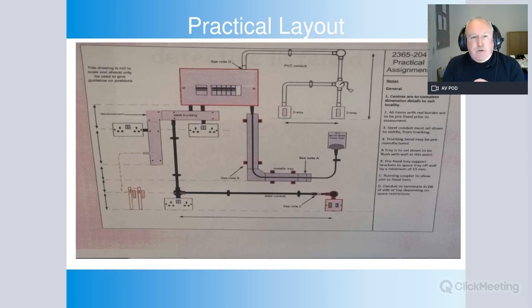Okay, so let's move on to some of the materials. But before we do that, the practical layout, there's your diagram. That's what you'll be building. Looks a bit frightening, and it is, and it's meant to be. As I said earlier, you need a little bit of stress, a little bit of pressure, but after you've done all the practical assessments in the centres prior to this, it won't be an issue.